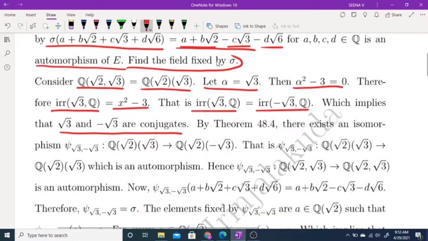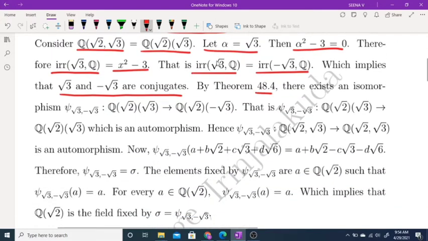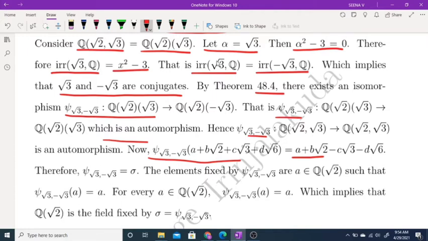Now by theorem 48.3 there exists an isomorphism psi root 3, minus root 3 from Q of root 2 of root 3 to Q of root 2 of minus root 3, and this is defined like this. So psi root 3, minus root 3, by definition, is equal to a plus b root 2 plus c root 3 minus c root 3 minus d root 6. So therefore our sigma is actually psi root 3, minus root 3.